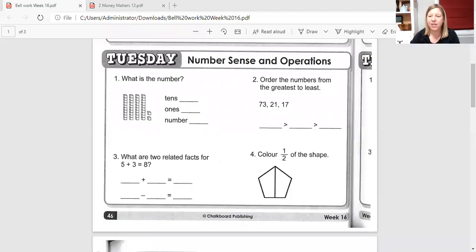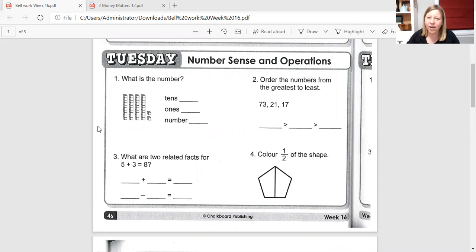Well, grade 2, I'm just going to share my screen with you so that we can begin. Hopefully you have your bell work ready to go, and now we can get our minds warmed up for math. Today we're going to be focusing on number sense and operations. Ooh, you get to be a doctor maybe and do an operation. Not that kind of operation.